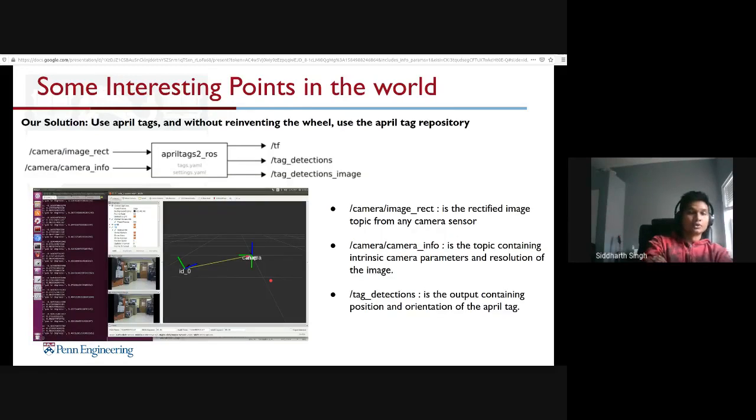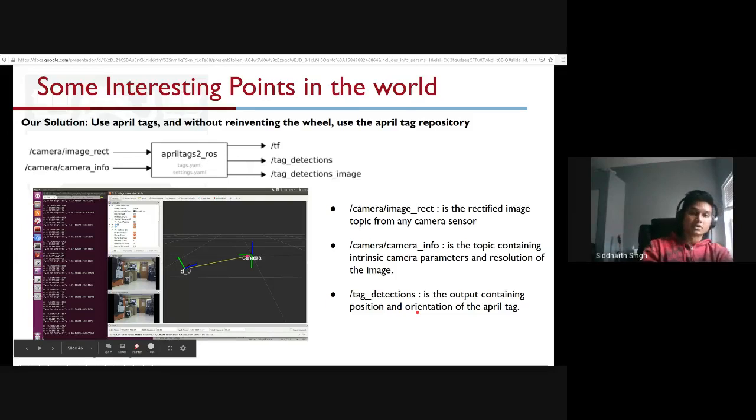So we use something called the April tags library from ROS, and it essentially works very nicely, very smooth. It will take in a camera image and the camera info. The camera info is nothing but the intrinsic camera parameters, and it will give you the transform between what it's seeing, which is the April tag, and itself, right? It's very simple, very easy. It will take in the rectified image and the topic which contains the camera parameters and resolution of the image, and it will output the position and the orientation of the April tag itself.